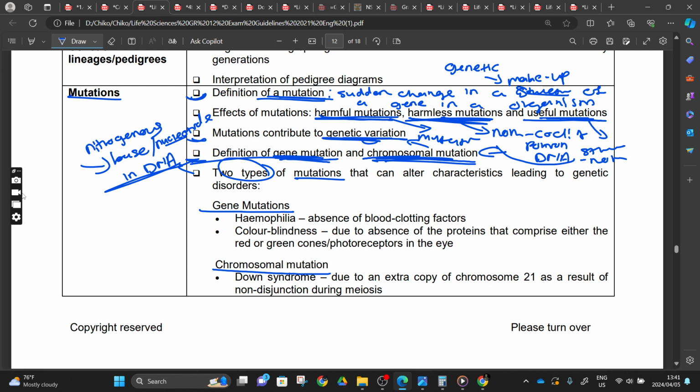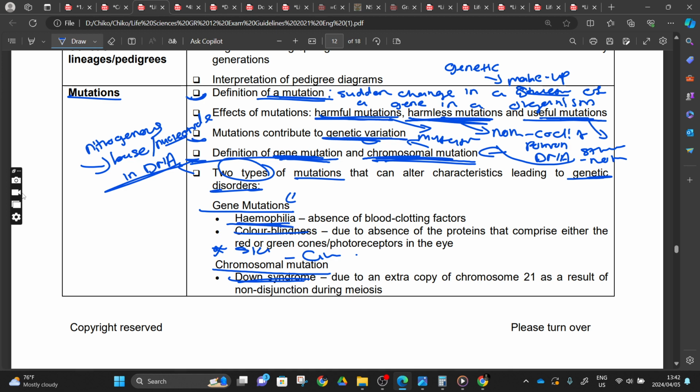And then these two mutations can lead to a genetic disorder. So the question can come: name the genetic disorder that is the result of that genetic mutation. You know the disorders. We are talking about hemophilia, color blindness, or Down syndrome. And we also have sickle cell, and we also have cystic fibrosis here, right?